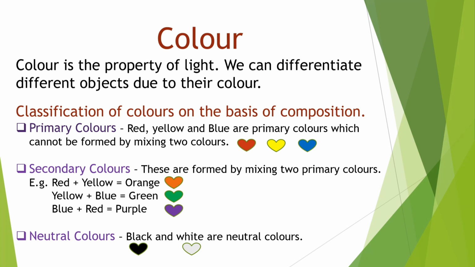Now next is secondary colors. See, if we mix any two primary colors, we will be getting another color which is a secondary color. So the secondary colors are formed by mixing any two primary colors. For example, if we mix red color with yellow color, we will be getting orange color. If we mix yellow with blue, we will be getting green color. If we mix blue with red color, then we will be getting purple color. So basically orange, green and purple are secondary colors. We can form more colors as well. Next is neutral colors. Black and white are neutral colors. So on the basis of composition, we have learned 3 types of colors: primary colors, secondary colors and neutral colors.